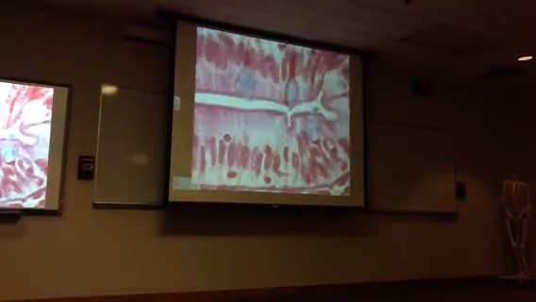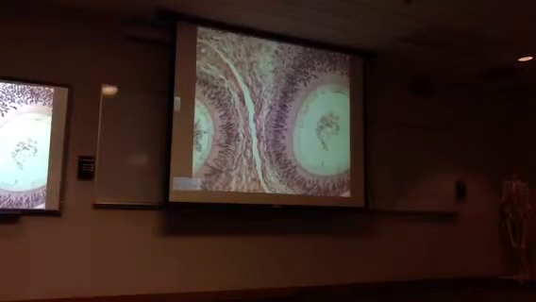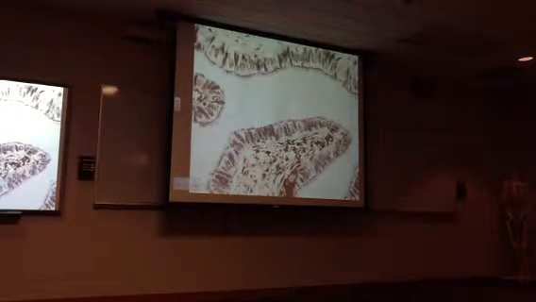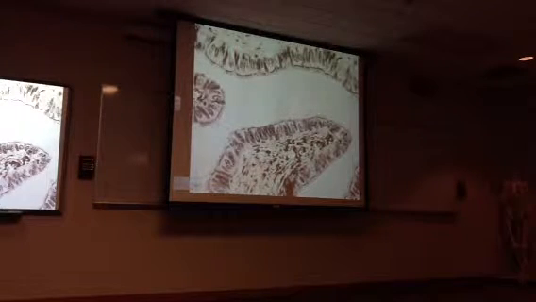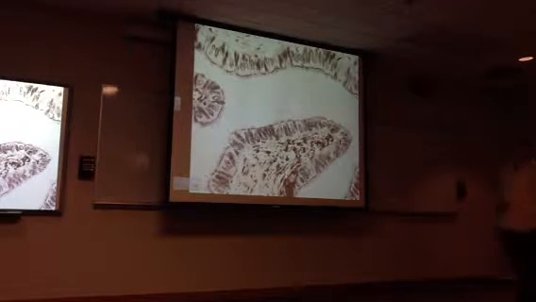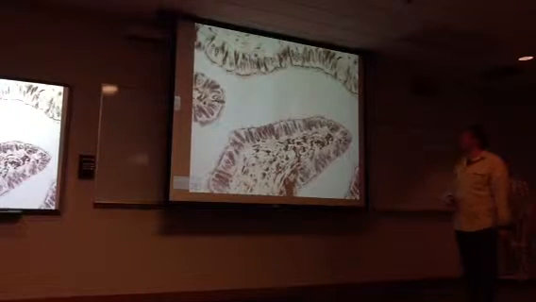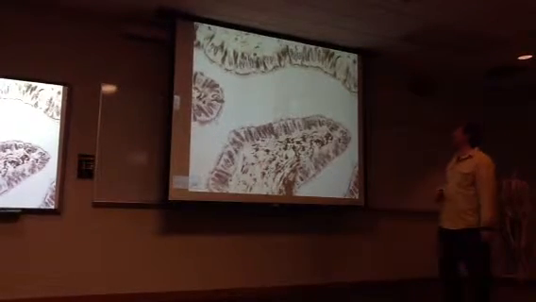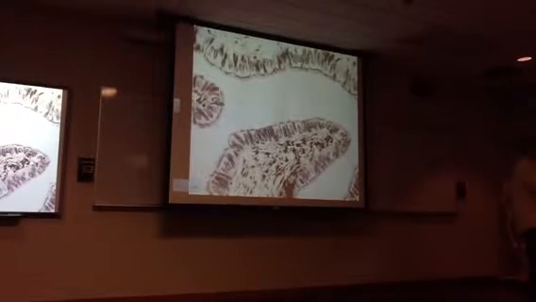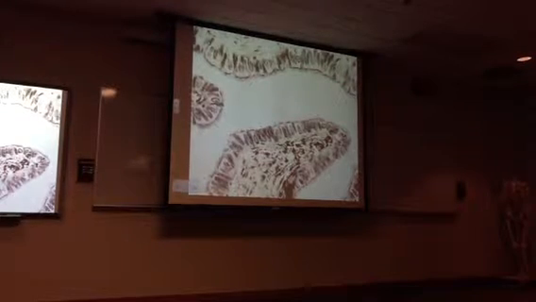I think also on this one, go back one, I think it's saying that this is supposed to be simple columnar. I think this is simple columnar. Okay, I just wanted to make sure. Yeah, this is oviduct, I'm pretty sure. Okay, and I will tell you how I am determining that it's oviduct.